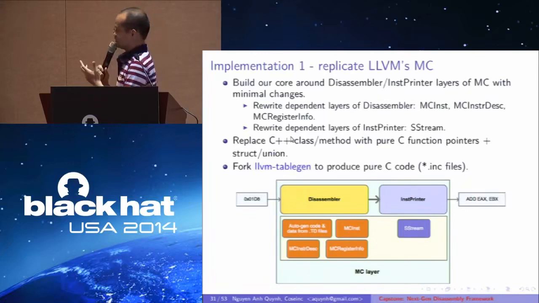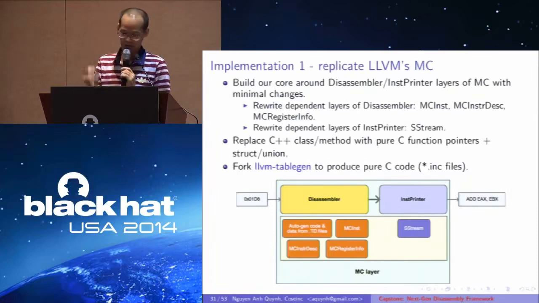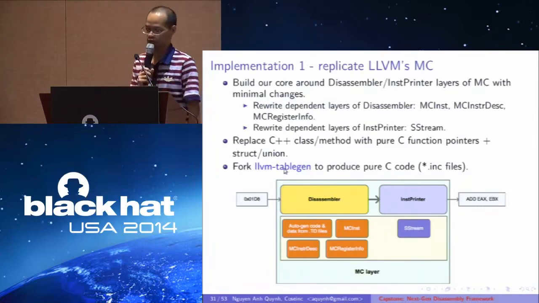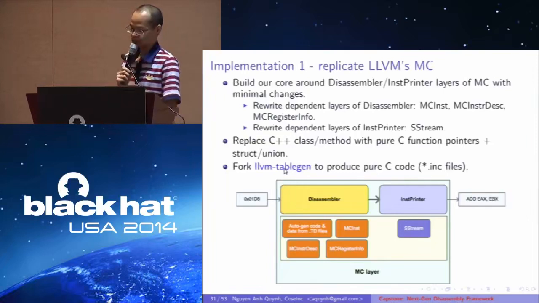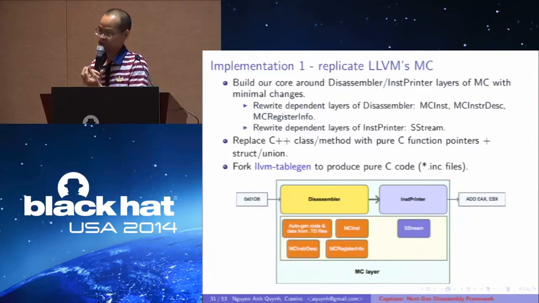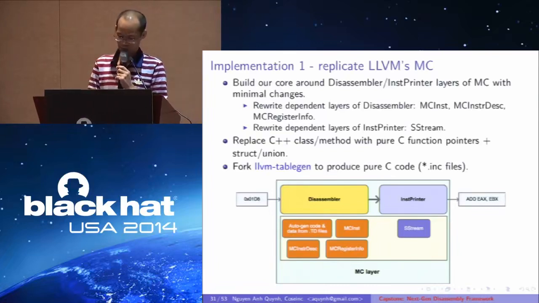And because you remember that LLVM code is in C++, right? So I need to replace all the C++ code with C code. So I need to rewrite a lot of things here. And remember the TableGen tool, which produces C++ code in .inc files to be used by the disassembler. So I also forked this tool, TableGen. But this tool now produces pure C code, not C++, because the original TableGen gives you C++ code, which I cannot use. So I forked TableGen and my TableGen produces pure C code.